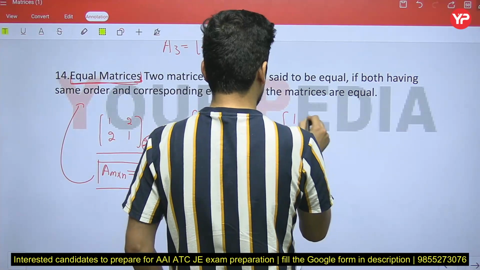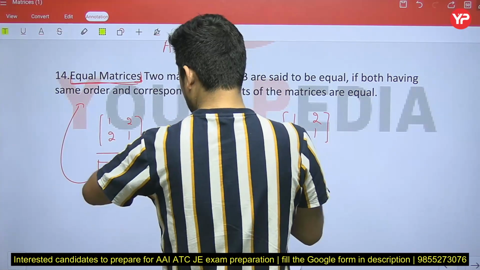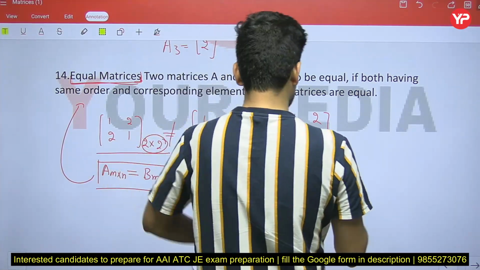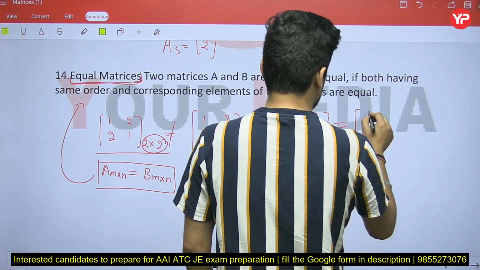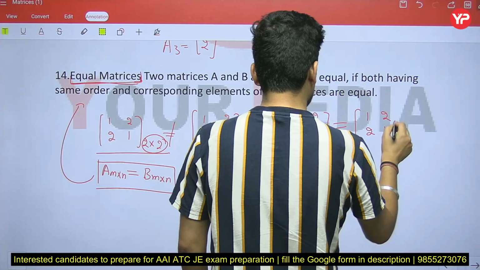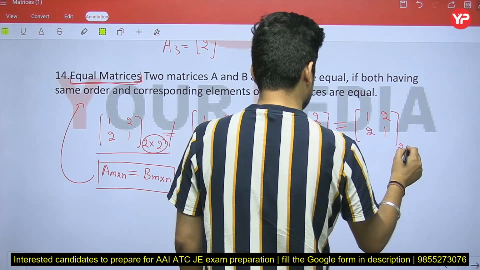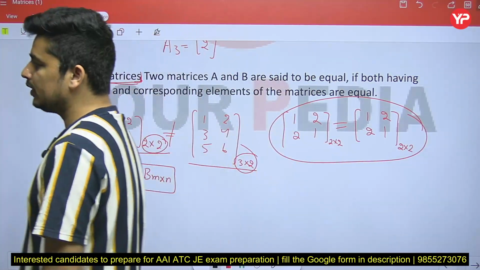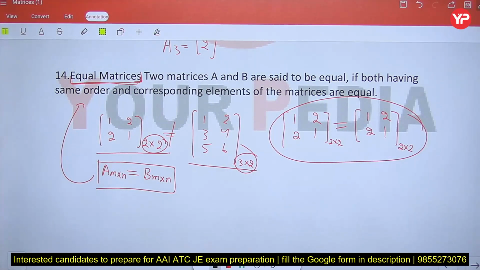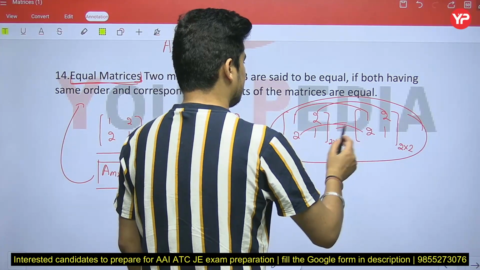Let's take again 1 2 2 1. Then only you can compare. That becomes 1 2 2 1. These two matrices will be the same if they have the same number of rows and the same number of columns. Then we can map this one with one, this two with two.